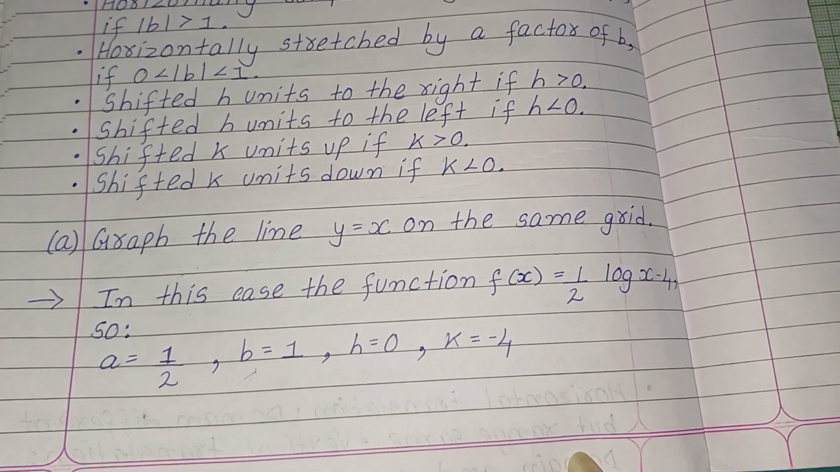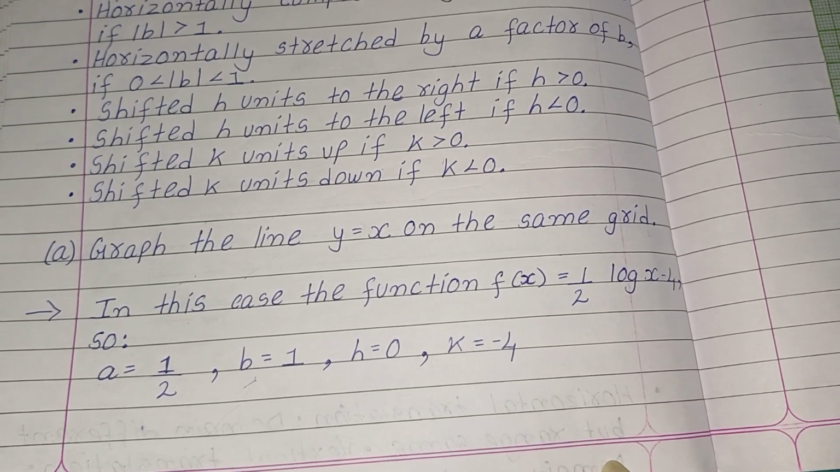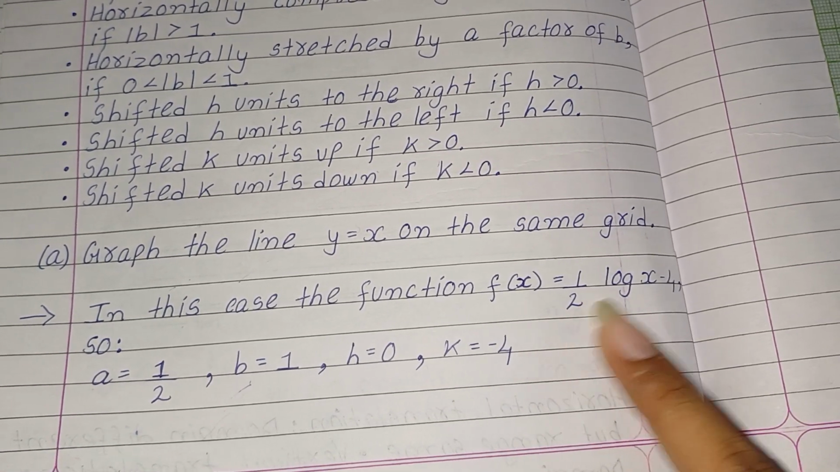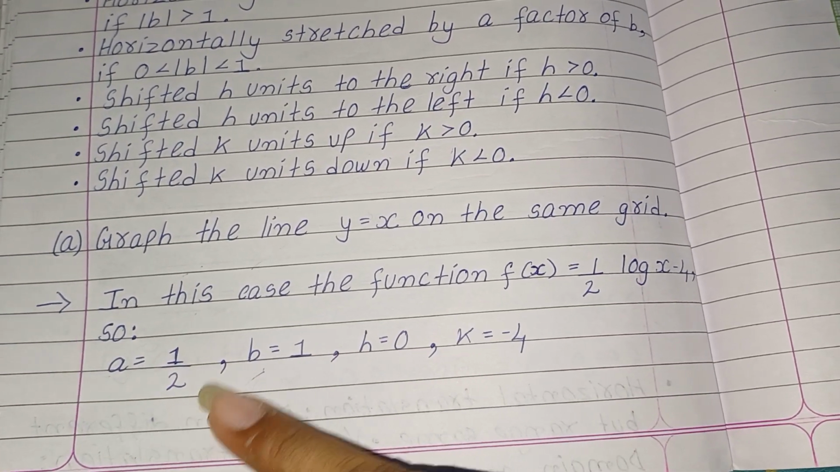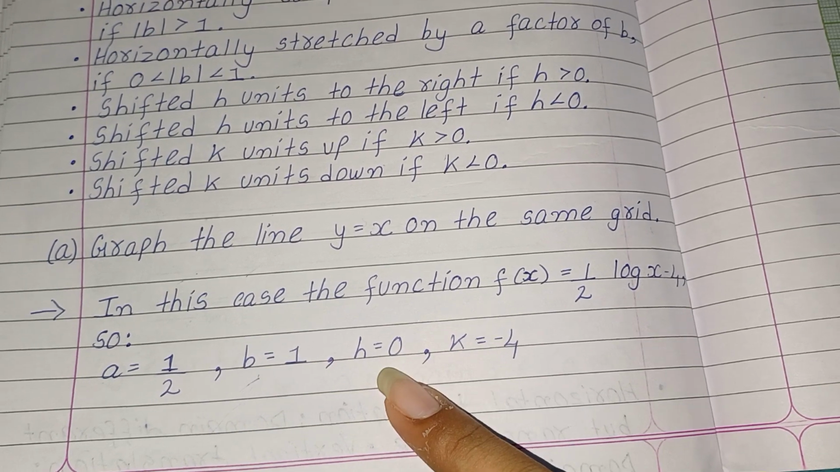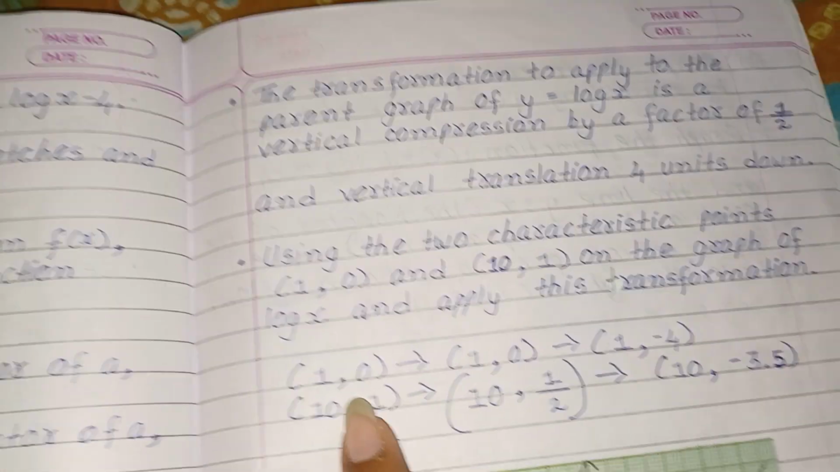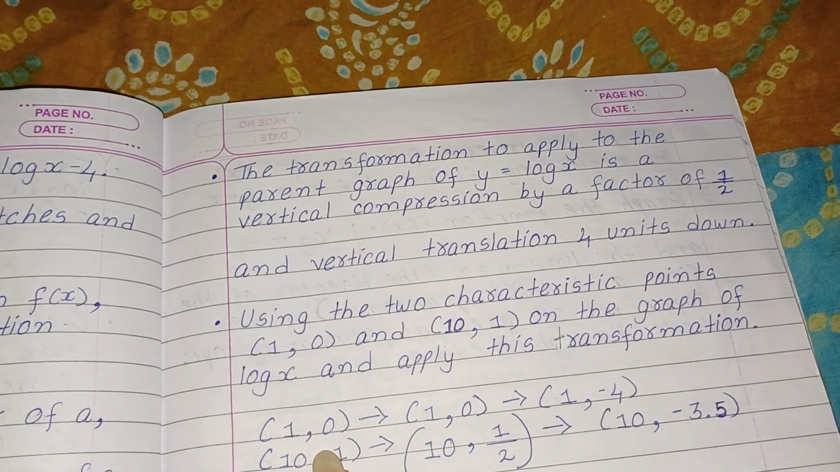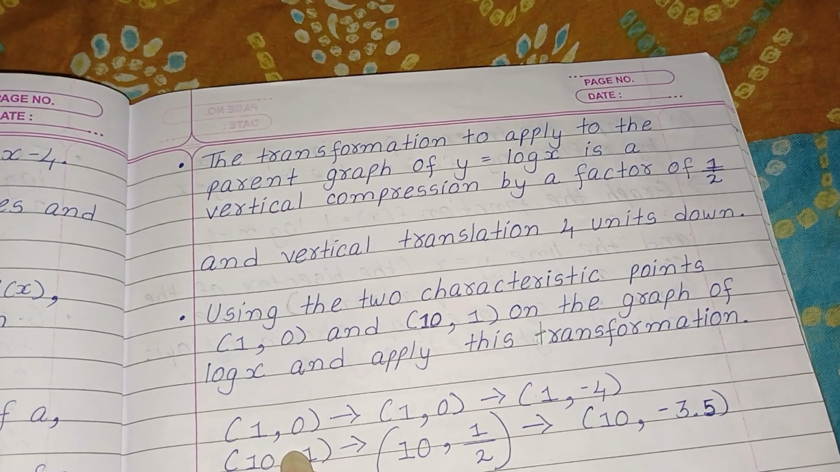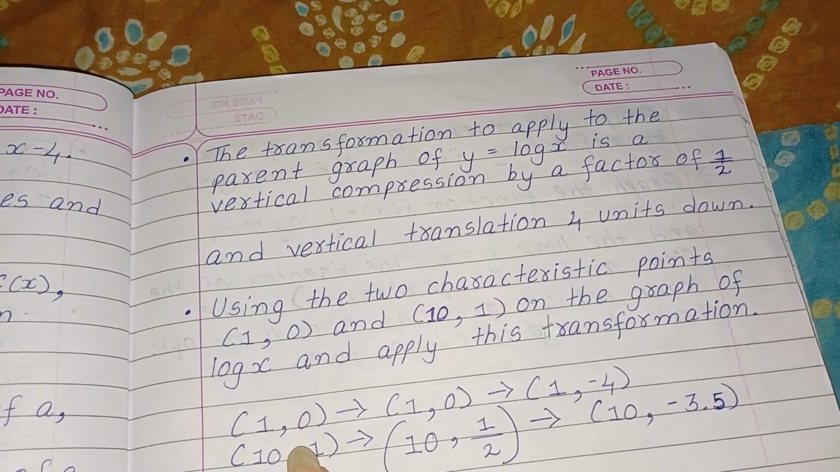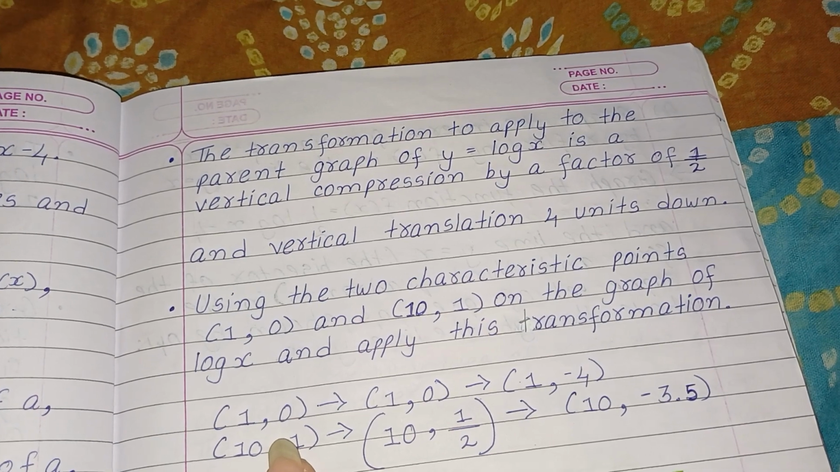Then our first question is A: graph the function and the line y = x on the same grid. In this case the function f(x) is equal to 1/2 log x - 4. So a is equal to 1/2, b is equal to 1, h is equal to 0 and k is equal to -4. The transformation to apply to the parent graph y = log x is a vertical compression by a factor of 1/2 and a vertical translation 4 units down.